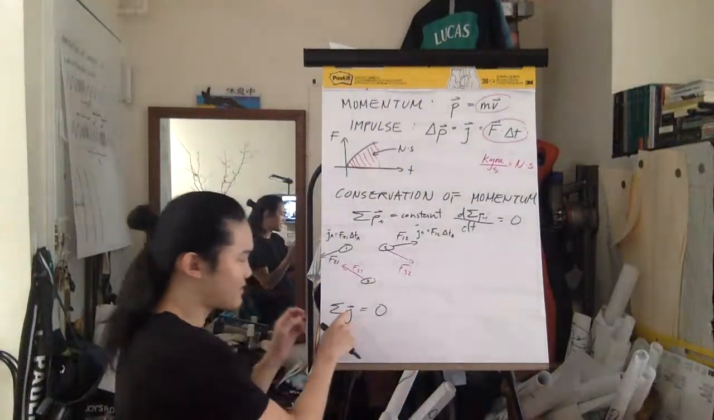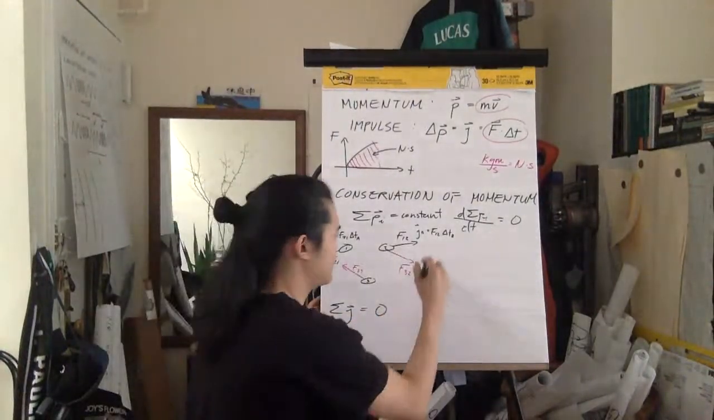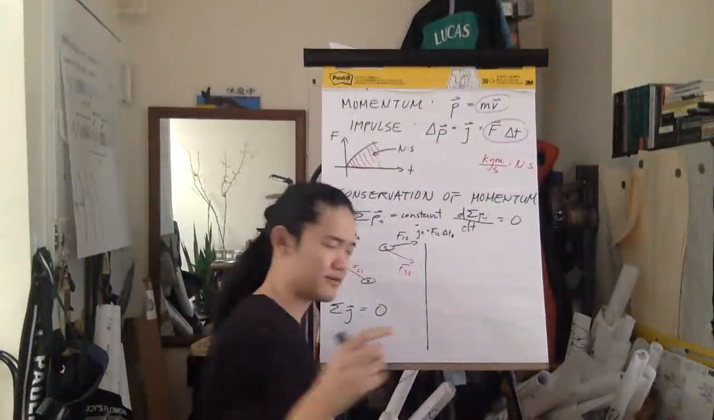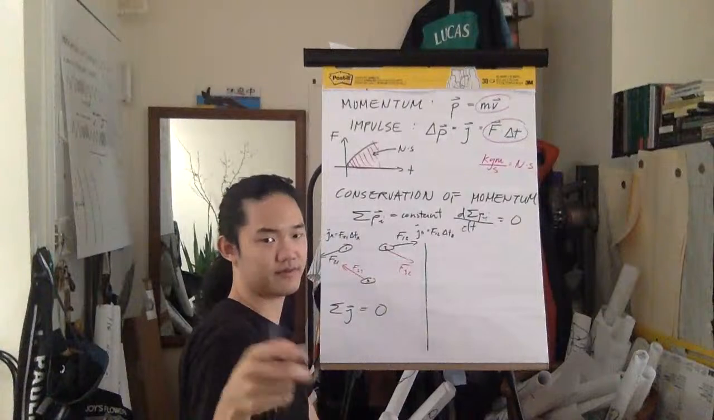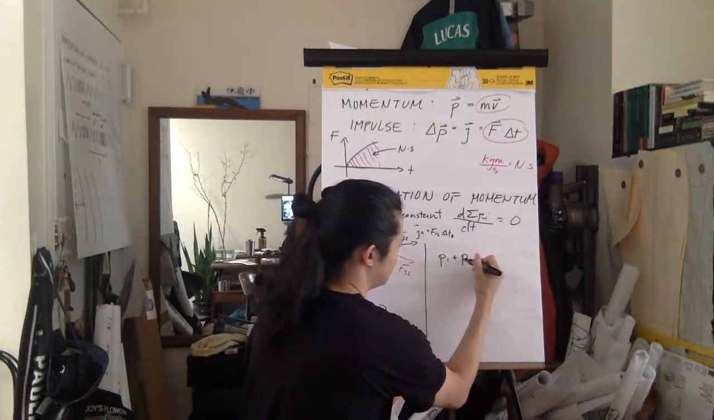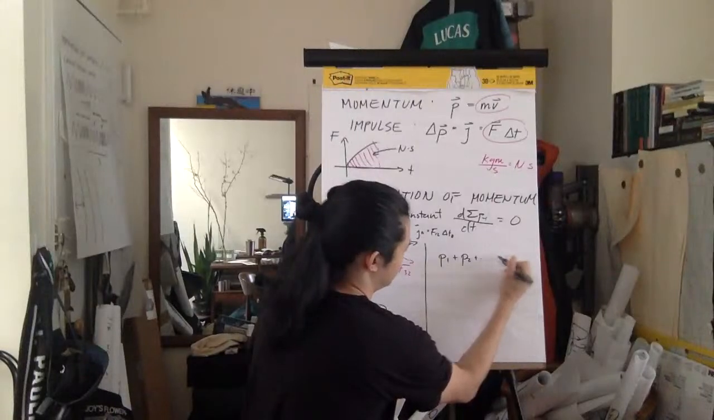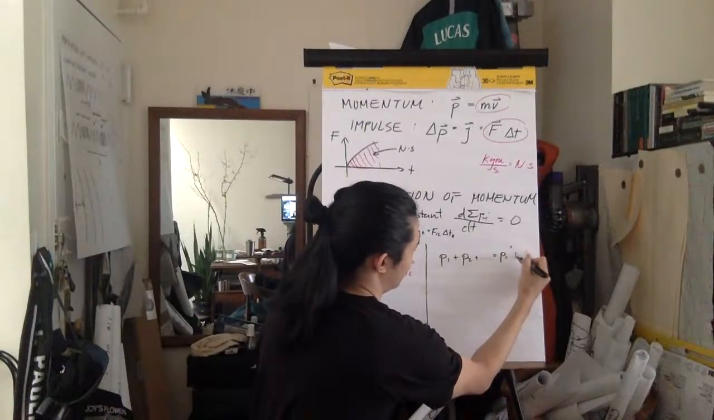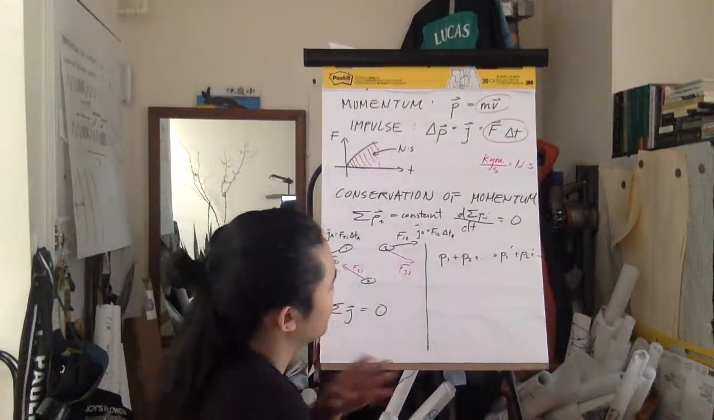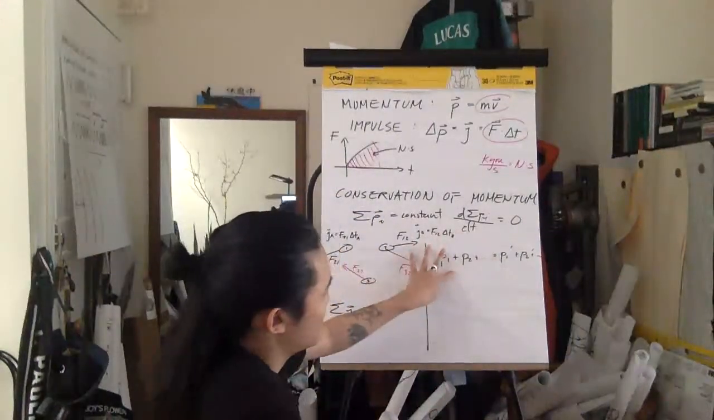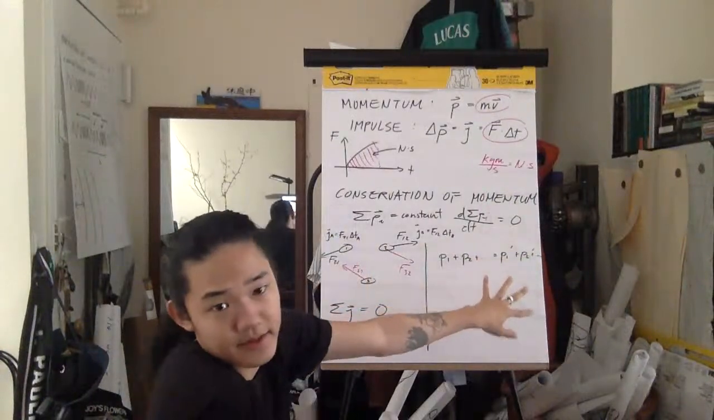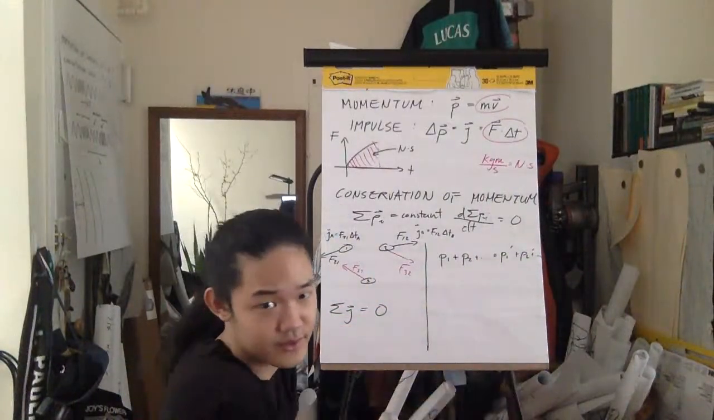So that's one mathematical way to write conservation of momentum. The other way, with which we're much more familiar, is just P1 plus P2 equals P1 prime plus P2 prime. It means the sum of all momenta is equal to the sum of all momenta at a later time. That's what the primes are used for.